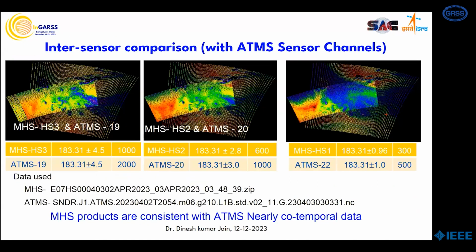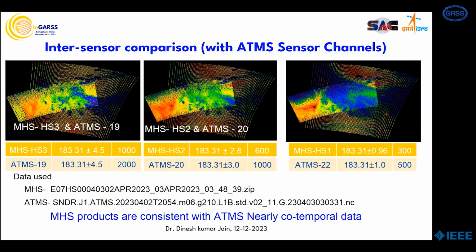The MHS data products are validated using an inter-sensor comparison scheme. We have used the nearly co-temporal, co-located ATMS sensor dataset mentioned on this slide. The channel correspondence between the two sensors is also mentioned on this slide. The background image and foreground BT images in this slide represent the ATMS and MHS channels respectively. This confirms the geolocation consistency between the two.